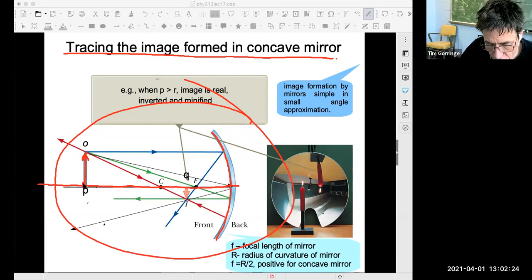And now we're going to trace the location of the image. When we trace the location of the image, we're going to use the focal point and some rules about the focal point. These rules about the focal point are really based on the law of reflection, that the reflected angle equals the incident angle. So let's start tracing some rays.